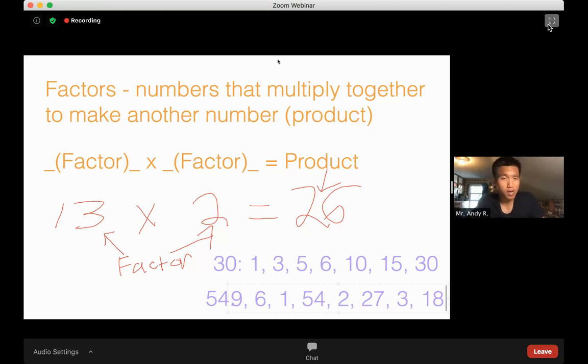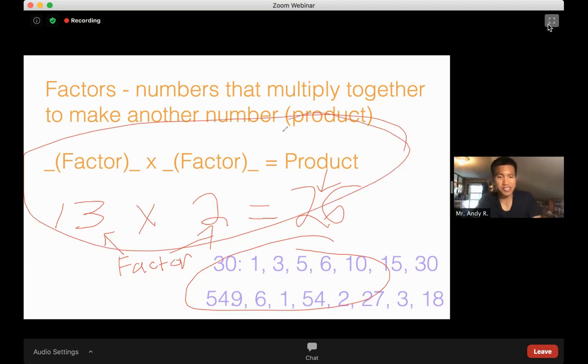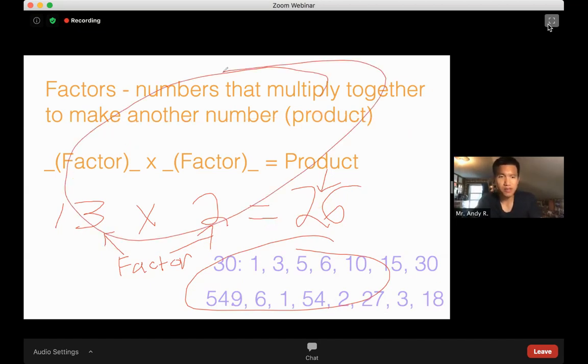Excellent. Yeah. So did everyone finish writing all this? I mean, you don't have to write these down, but everyone finished writing all this down? I'll give you a few seconds to write it down, finish up.